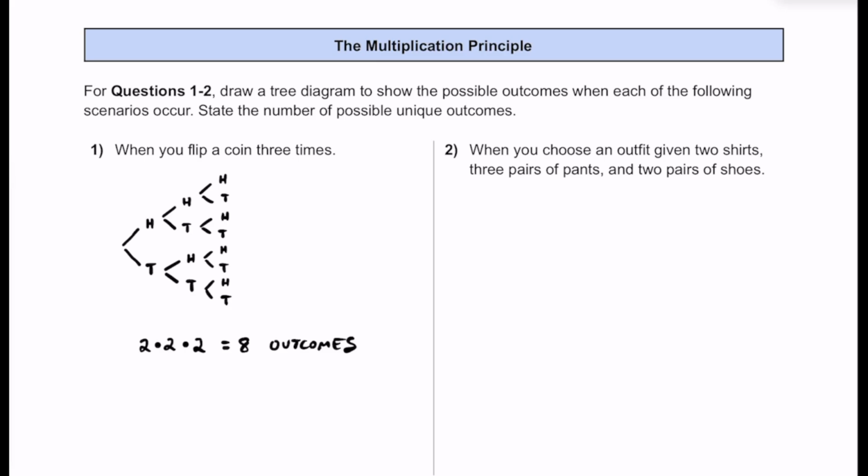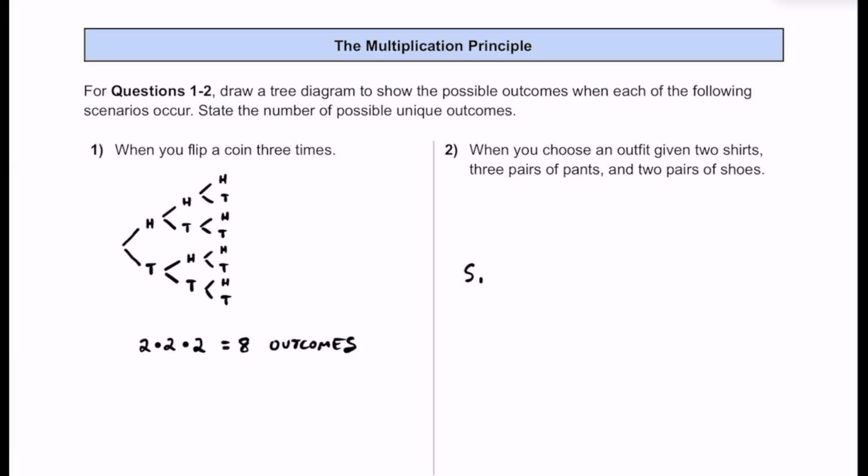All right, for number 2, it says, what if you're going to be choosing an outfit that you have 2 shirts, and then you have 3 pairs of pants, and then 2 pairs of shoes. So it's up to you if you want to go ahead and create one big tree. I'm going to actually split into 2 different ones, and you can use this as a strategy as well.